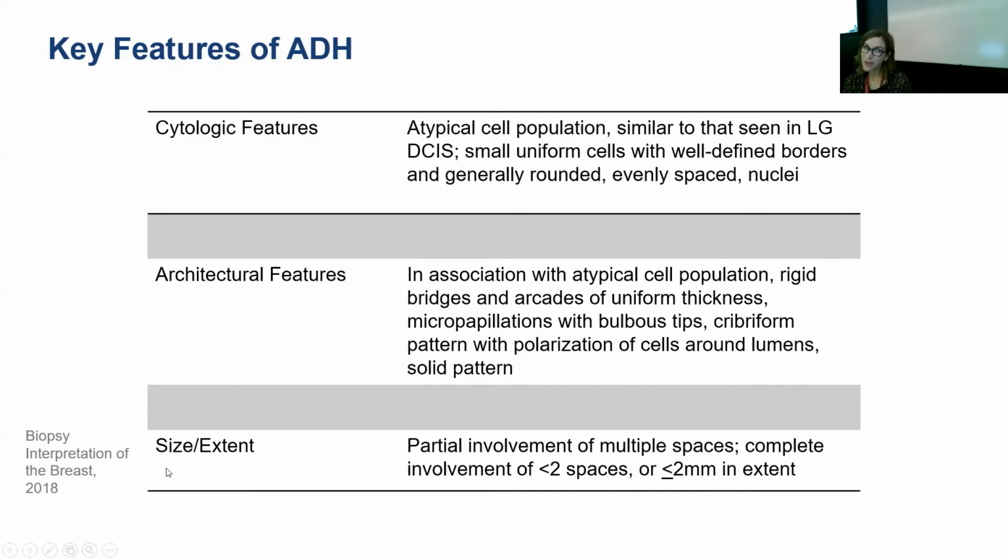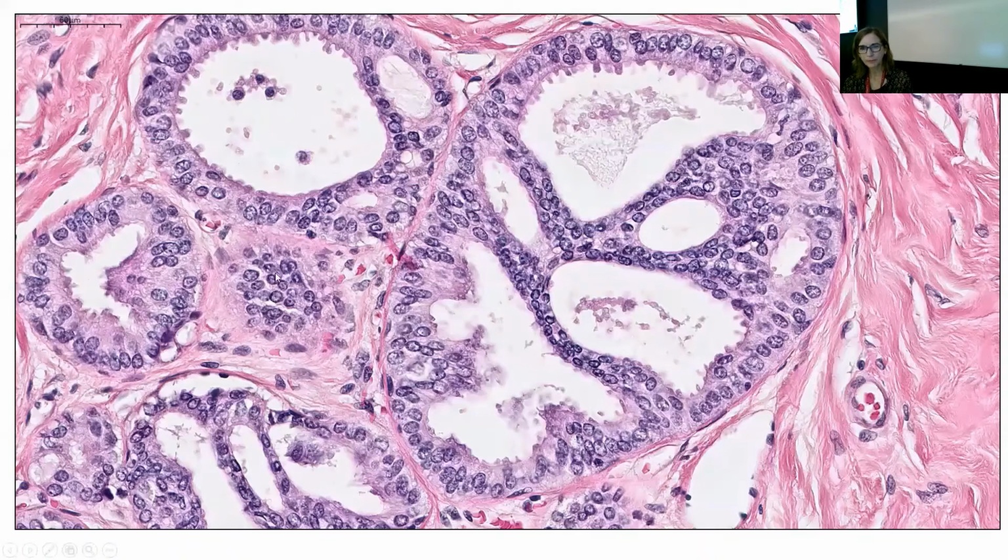And then part of the definitional criteria are size and extent criteria. You can have partial involvement of spaces by this atypical proliferation, so a combination of ADH and maybe UDH or a little bit of FEA. If there's only partial involvement, you would call it atypical ductal hyperplasia. Or you can have complete involvement, but of limited extent, so fewer than 2 spaces or less than or equal to 2 millimeters in extent. If it were greater than that, you would call it low-grade DCIS. Less than that, you call it atypical ductal hyperplasia.